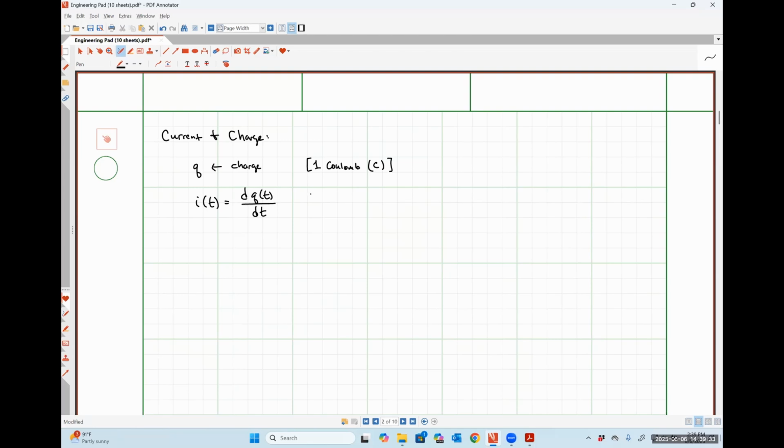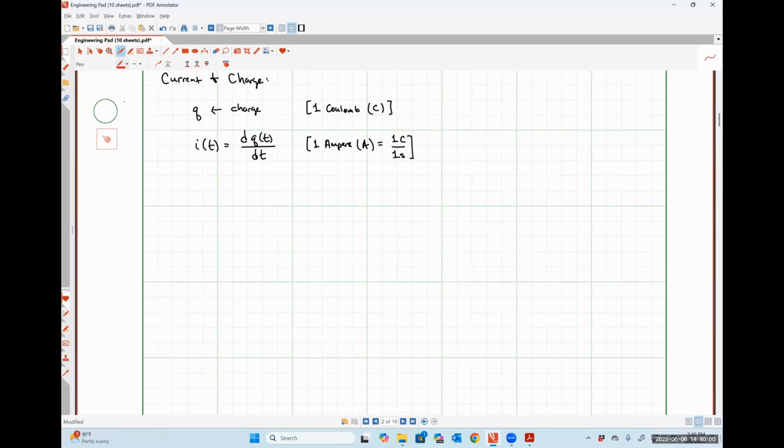So our unit for current here, based on our mathematical definition, we're going to say that 1 ampere, symbol capital A, is equal to 1 coulomb of charge divided by 1 second. And from this, we can get a definition for current. I'm going to call current the time rate of change at which charge passes a given point in a circuit.